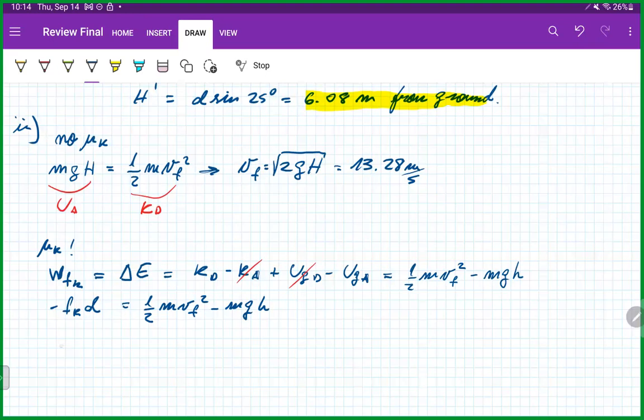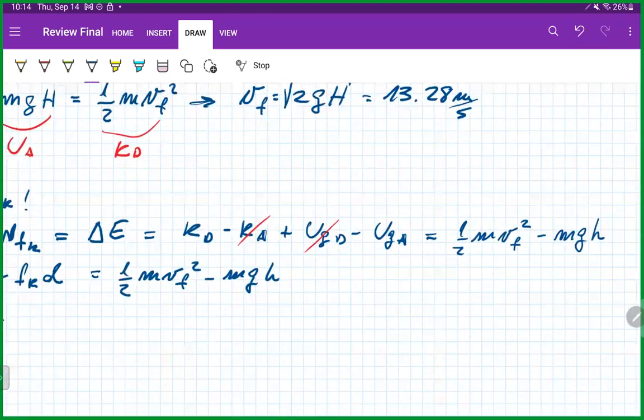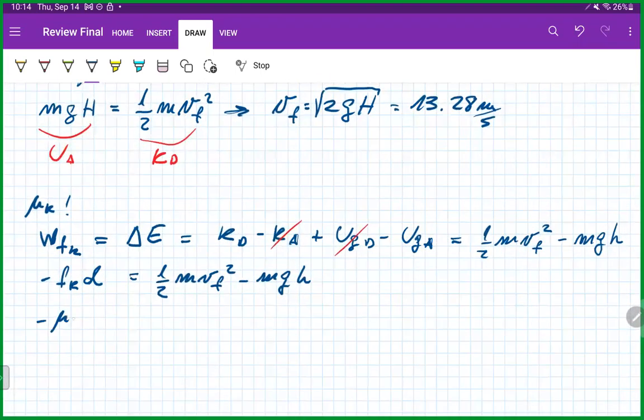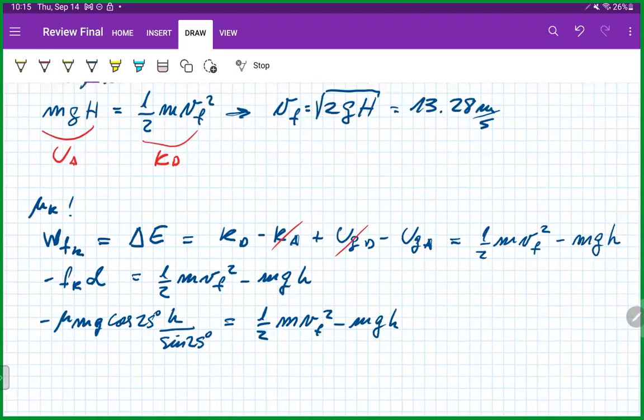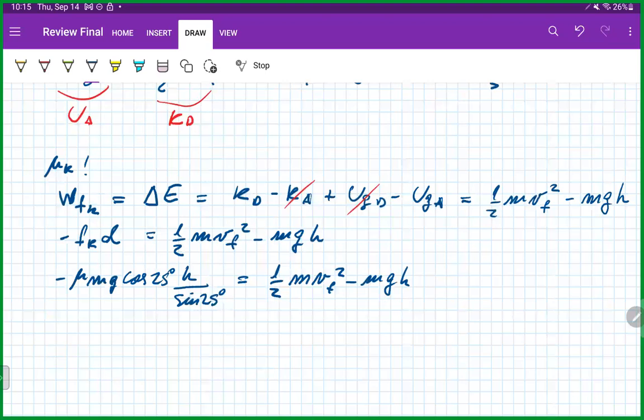Okay, and we can just substitute the expression for the friction. So we have mu mg cosine of 25 times h over sine of 25 equals 1/2 m v final squared minus mg h. Is that clear, how we are calculating the distance traveled and the friction? It's the height divided by sine of 25. Hopefully there's no confusion with that.